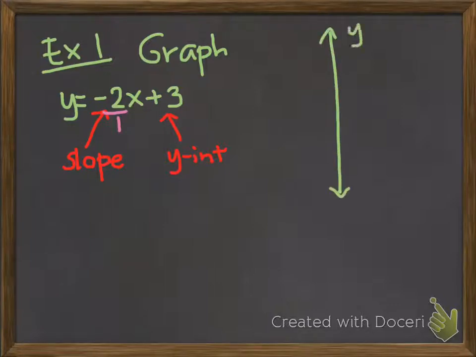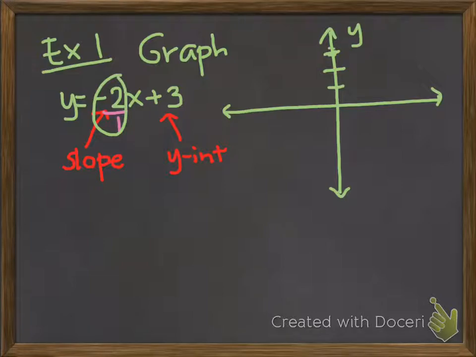The y-intercept is at 3. 1, 2, 3. So we're going to graph that first. That's step 2. And then this is the slope. It's negative, so we're going to go down 2 to the right 1. Let me show you that. It went down 2 to the right 1.